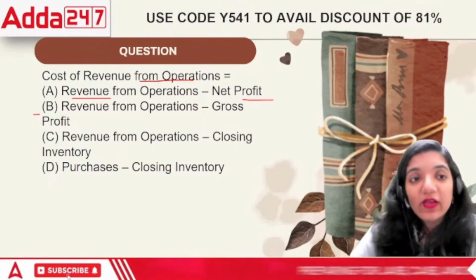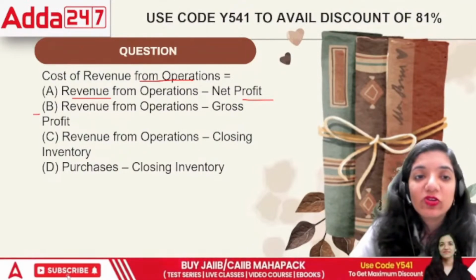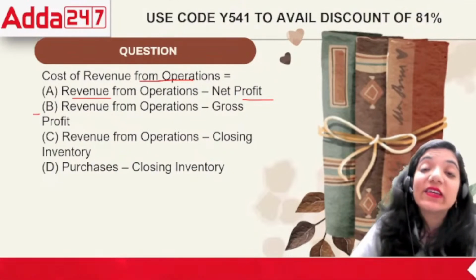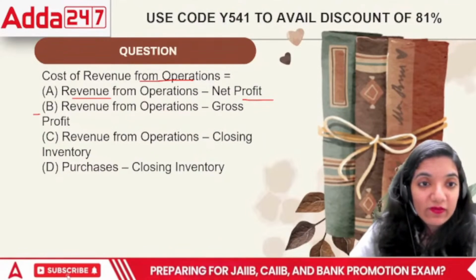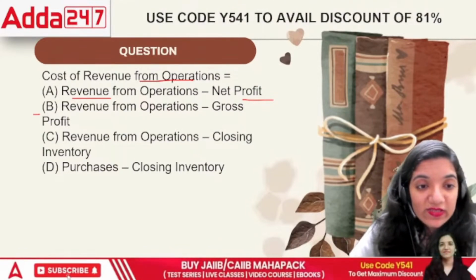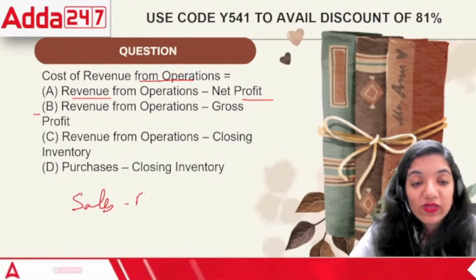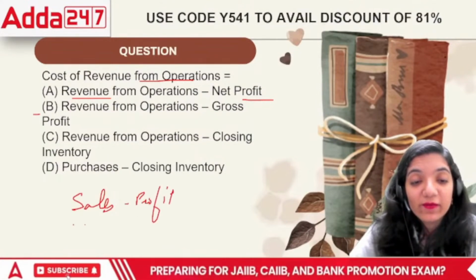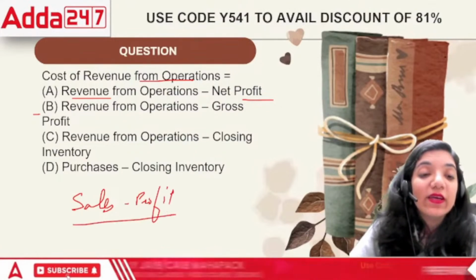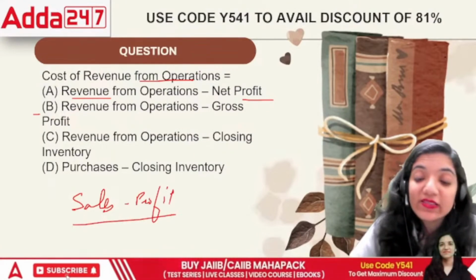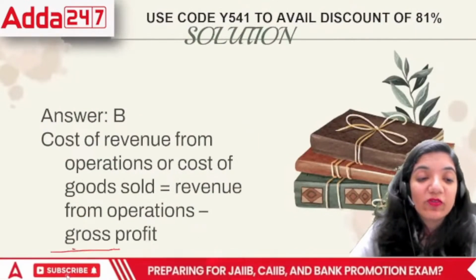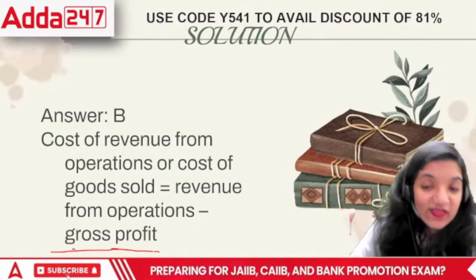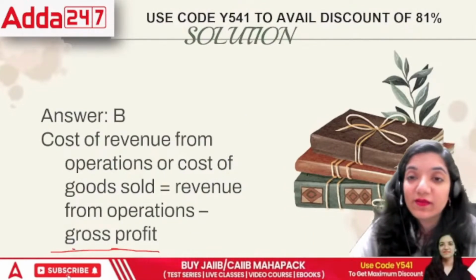The next point, cost of revenue from operations. If I talk about the cost of revenue from operations, it is basically the earnings that the organization would have made. If I talk about cost, it is sales minus profit. Whatever the sales of the organization is, we reduce the profit there. It would be revenue from operations minus the gross profit. So technically, in this case, the correct answer is B.